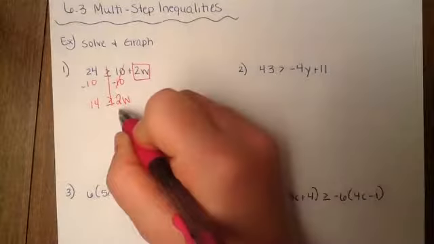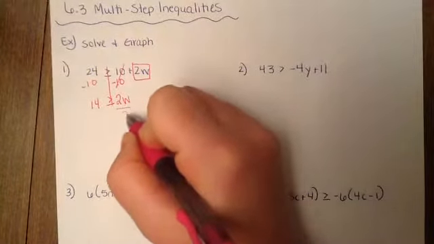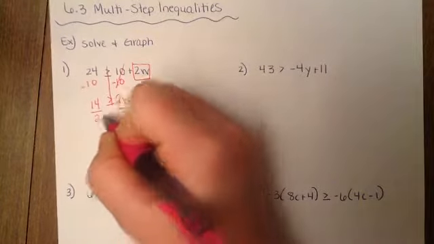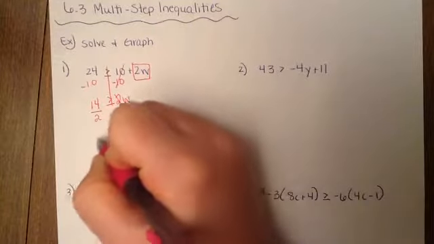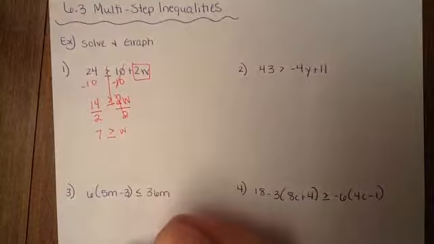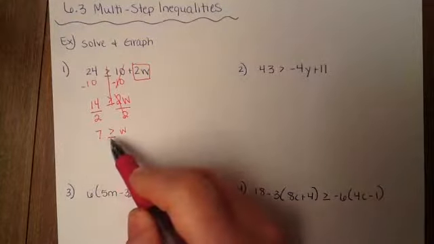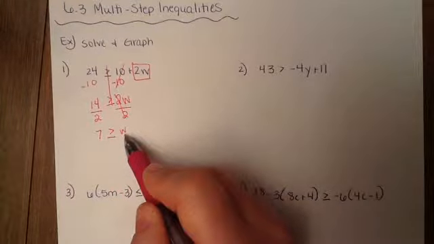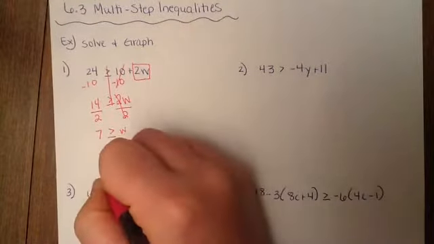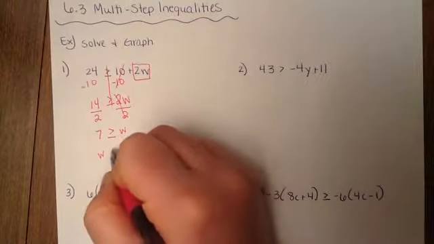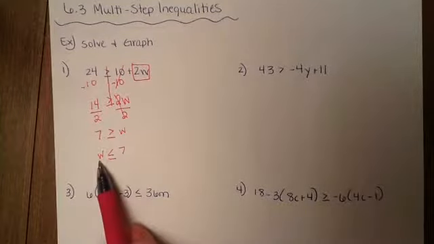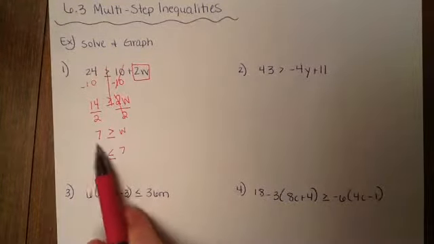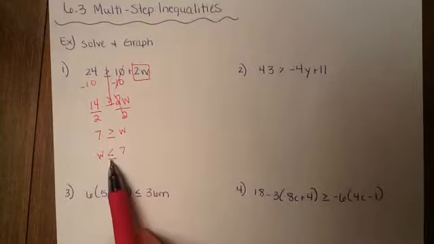What do we do next? Divide by 2. W is less than or equal to 7. What we can do here is, if you don't like the variable on the right, you can move it to the left and switch sides, switch the inequality sign. For some people it's easier to decide what this inequality is if the variable is on the left. So if you switch it, make sure you switch your inequality sign.